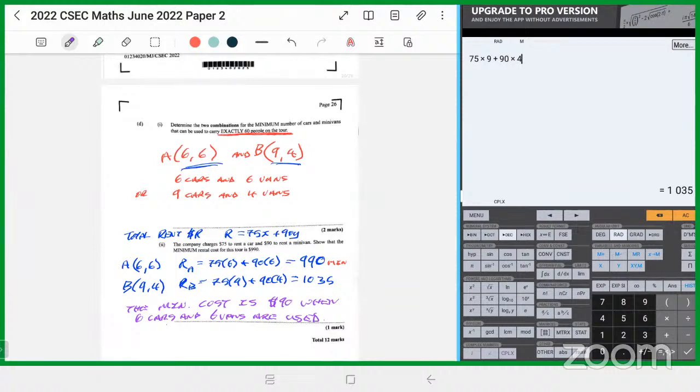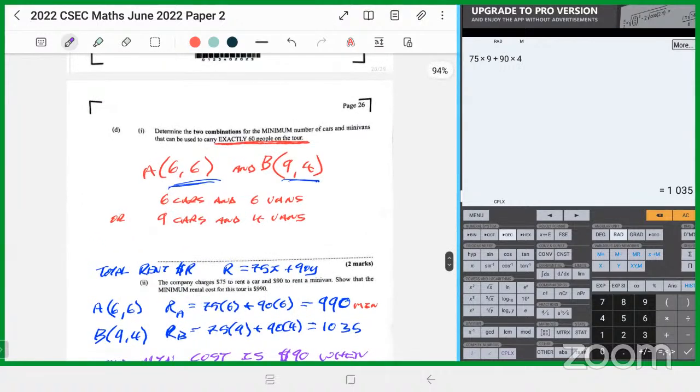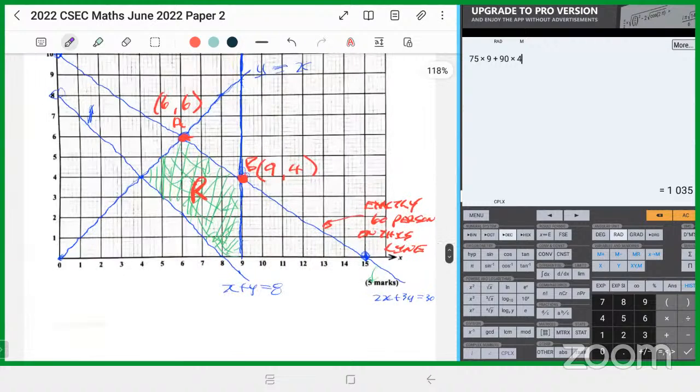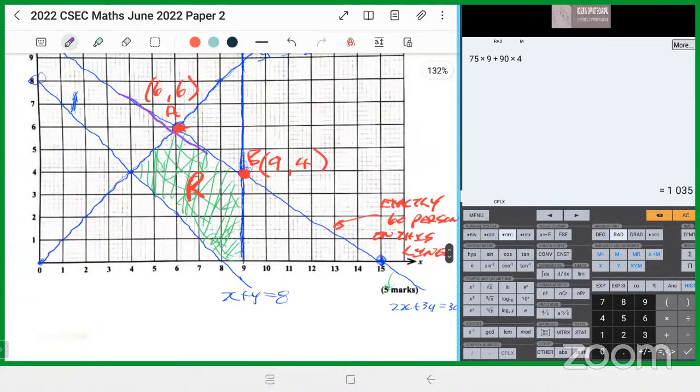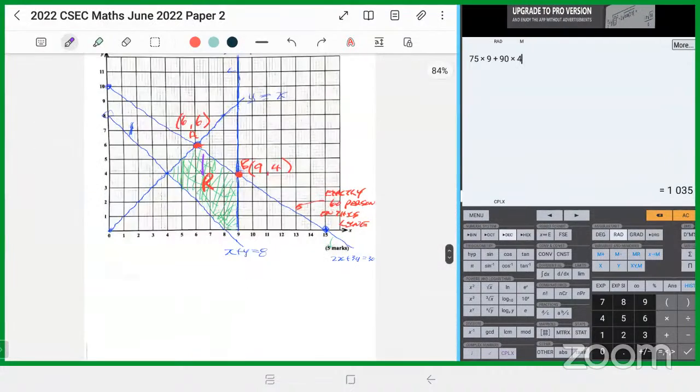I spoke about information like this in the class, where they are directing you to one of the lines. This question was directing you to this line by telling you that you want to carry exactly 60 people. Because if you want to carry less than 60, you would go below the line. If you want to carry exactly 60 people, you have to go to a point on the line. Hope you all understand.